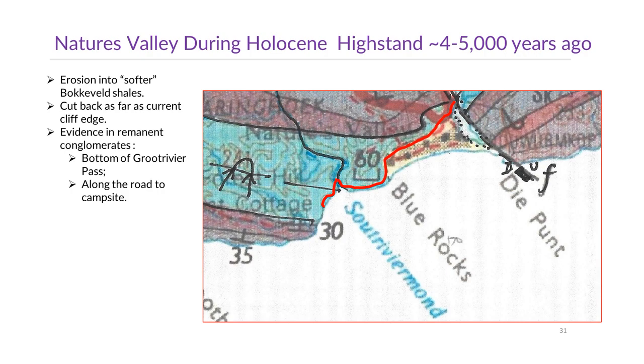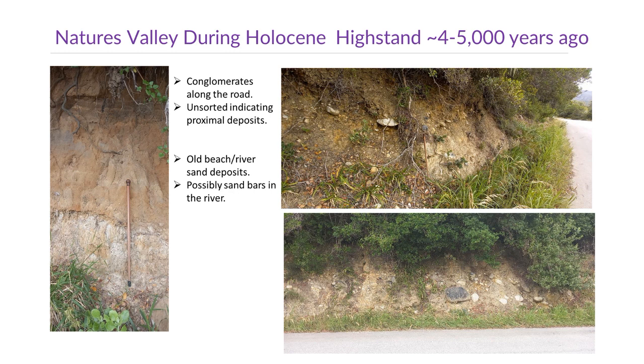So what happens next? So what do we see? During this high stand, along the road to the campsite, you see this unsorted conglomerates and sandstone wedges, sandy beach. This is not even a stone, it's actually still fairly soft. You can scratch it with your finger. Two different beaches.